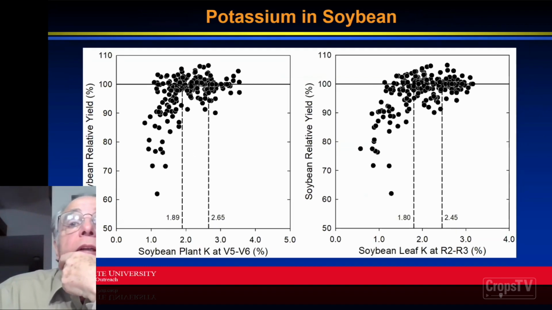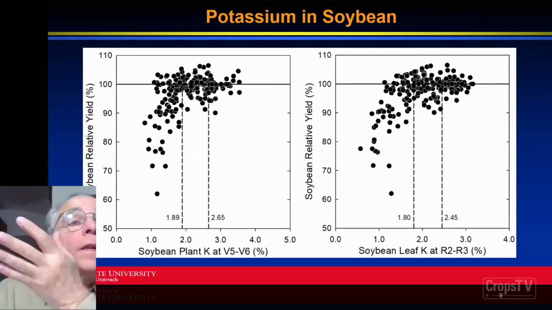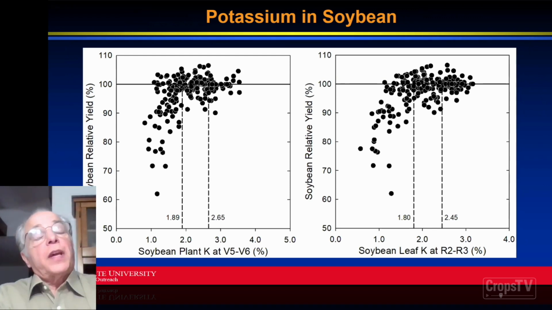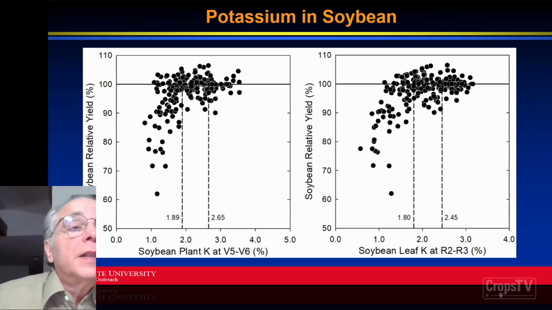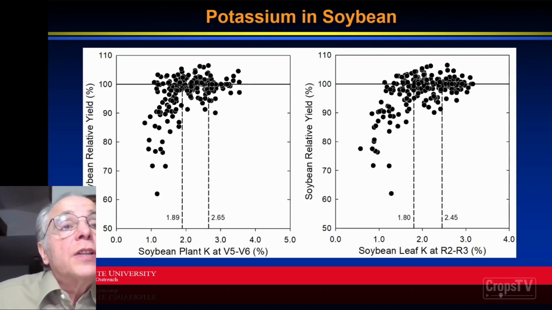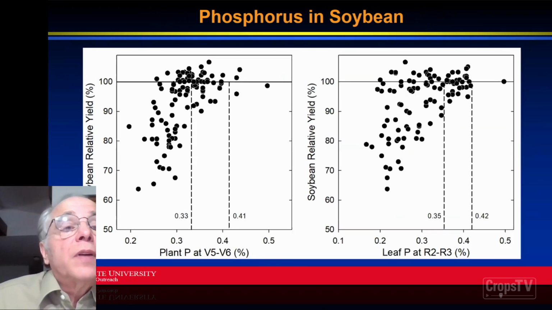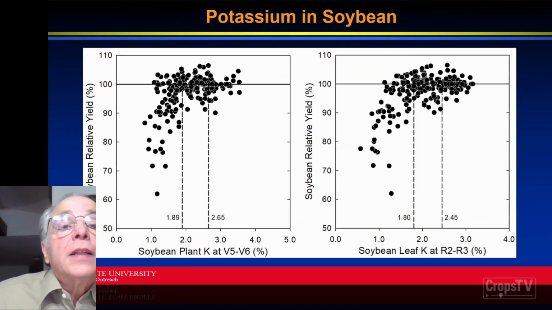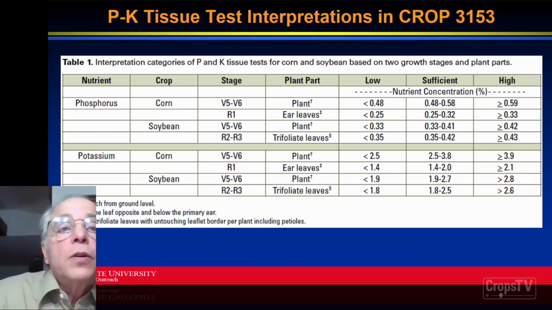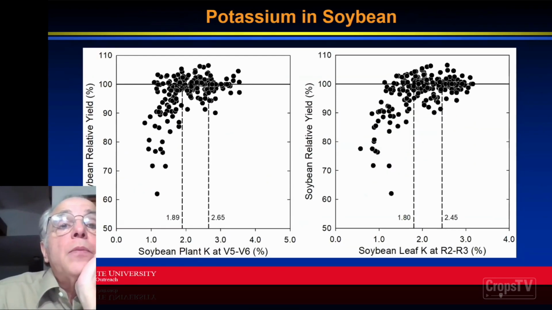Now, this is phosphorus and this is potassium, see? The criteria was about the same. And this is 1.89% to 2.65%, our sufficient range for the testing of plants at the B5, B6 stage, sorry. And for the leaf, potassium is 1.80 to 2.45. Okay, so now when you look at this table with the interpretation, you fully understand what we're talking about.